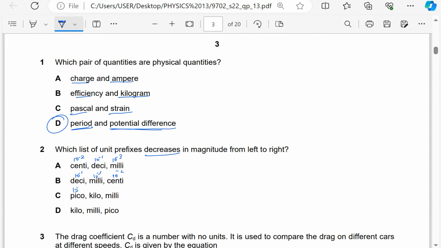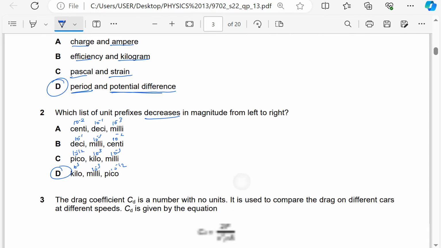Pico is 10 to the power of minus 12. Kilo is 10 to the power of 3. Milli is 10 to the power of minus 3. So this one is a mixture. Kilo is 10 to the power of 3, milli is 10 to the power of minus 3, pico is 10 to the power of minus 12. So this one is decreasing. So the answer is going to be D.